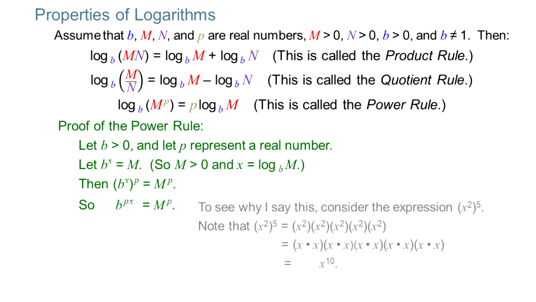To see why I say this, let's consider the expression x squared raised to the power of 5. This is equal to x squared multiplied by itself 5 times. Since this gives us 5 groups of x's, with 2 x's in each group, I can say that I must have 10 x's multiplied together. Take a moment, study this example, and notice how I can apply the thought process that I used in this example to the equation in green.